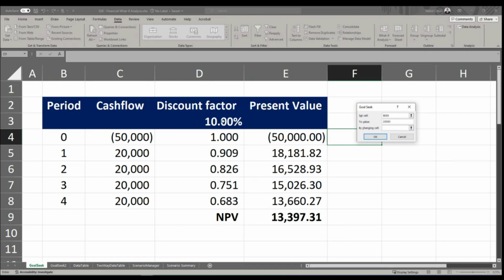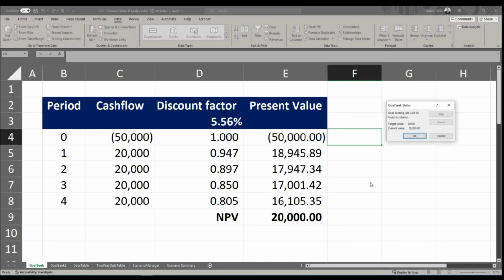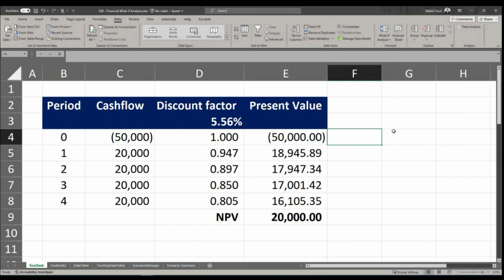In this case, I know my discount factor is what I'm looking to change. So I'll select this, and everything looks correct. Now I'm going to click OK. Awesome. You see Excel auto-calculated and ran the what-if scenario. While doing so in the video, you can see there are a few iterations it played, and eventually it gave me this NPV of 20,000, which I'm looking for. It will take a discount rate of 5.56% to achieve that in 4 years. So this is the first way. You can see how easy it is.